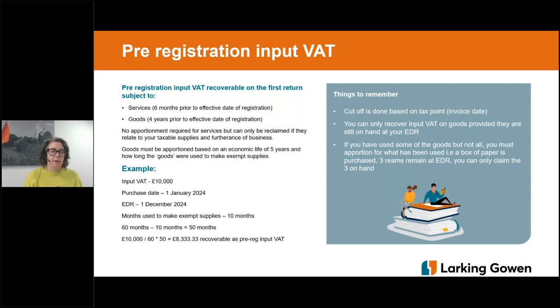Goods, though, HMRC has said they expect to be apportioned based on a useful economic life of 5 years. So we might have, for example, we're looking at goods, input VAT that we've incurred of £10,000. We bought that item on the 1st of January 2024. Our effective date of registration is the 1st of December 2024. So we work out how many months did we have that item where we were making exempt supplies, 10 months being from 1st of January to 1st of December.